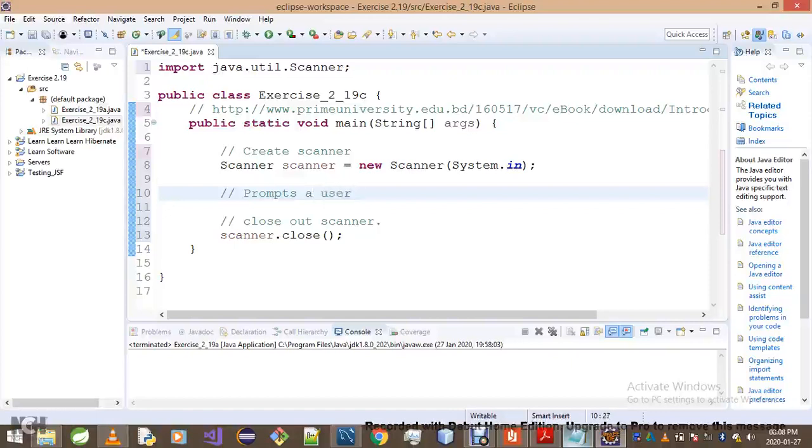It's something that has nothing to do with comments. It has nothing to do with variables either. So prompt a user to enter 3 points.